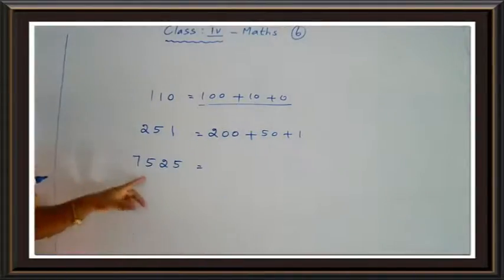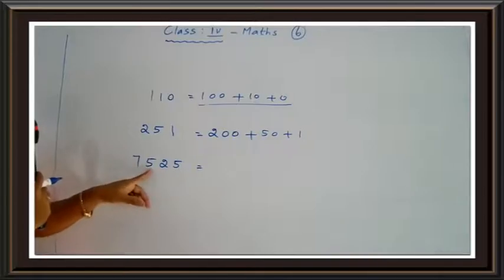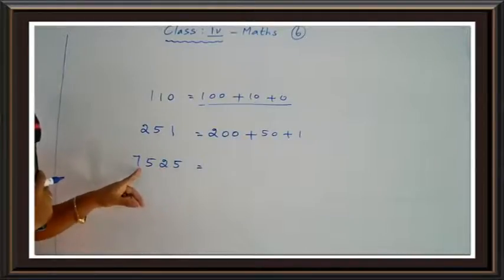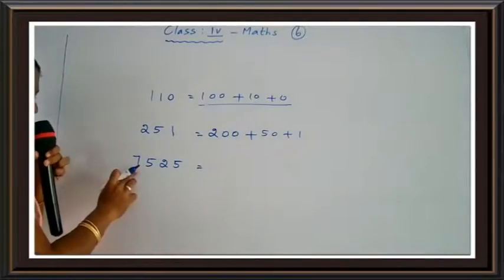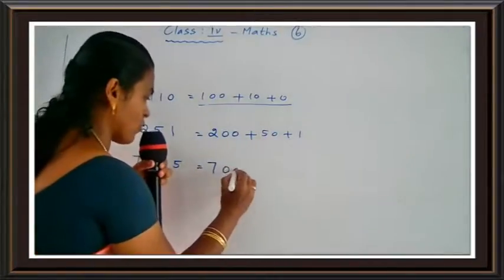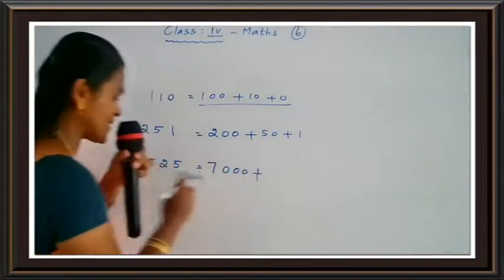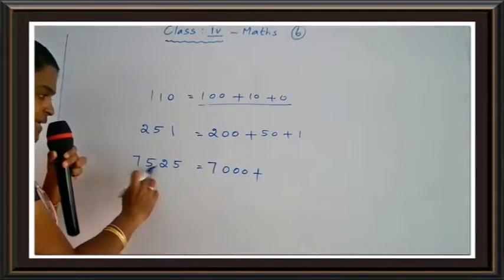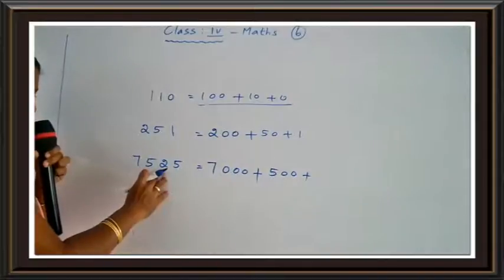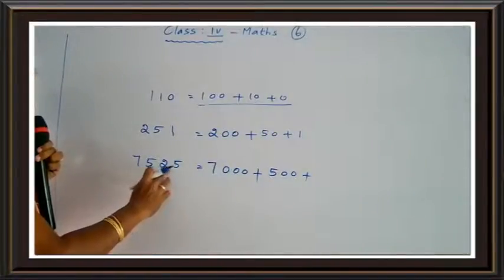What is the expanded form of 7525? How do you write it in expanded form? 7000, okay. What is the place value of 7? 7000, okay. 7000 plus 500, 5 hundreds is 500. What is the place value of this 2? 2 tens, okay.